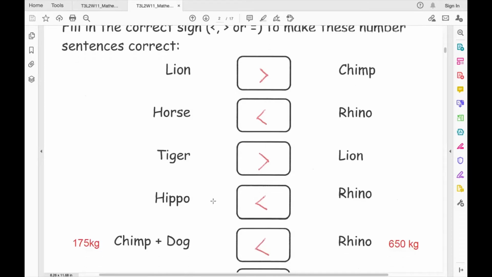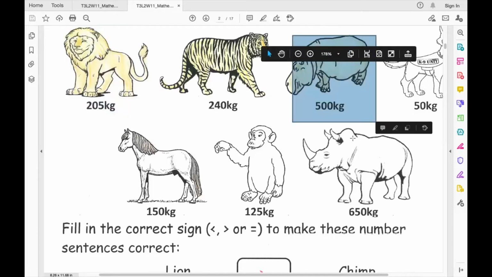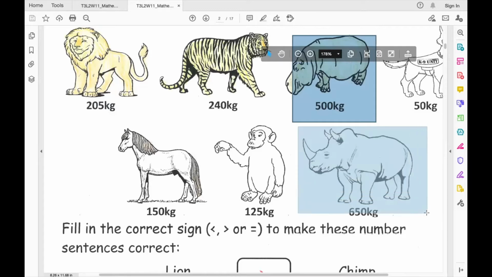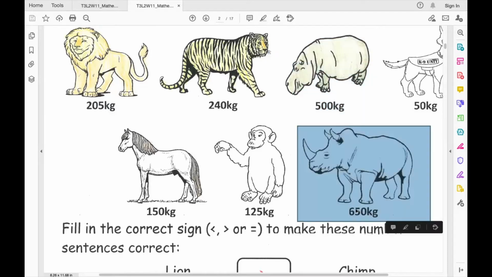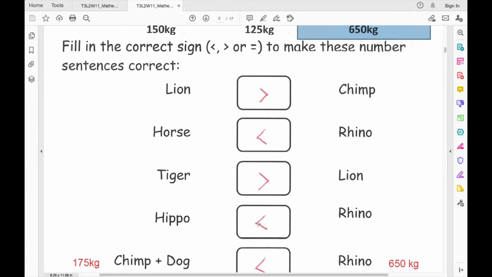Now let's have a look at the hippo versus the rhino. Our hippo is over here. It weighs 500 kilograms. Our rhino is over here, is 650 kilograms. Which one weighs more? Well, looking at these two numbers, the rhino weighs more at 650 kilograms, which means our crocodile mouth tries to eat the rhino. And that means the number sentence means the hippo is less than the rhino.